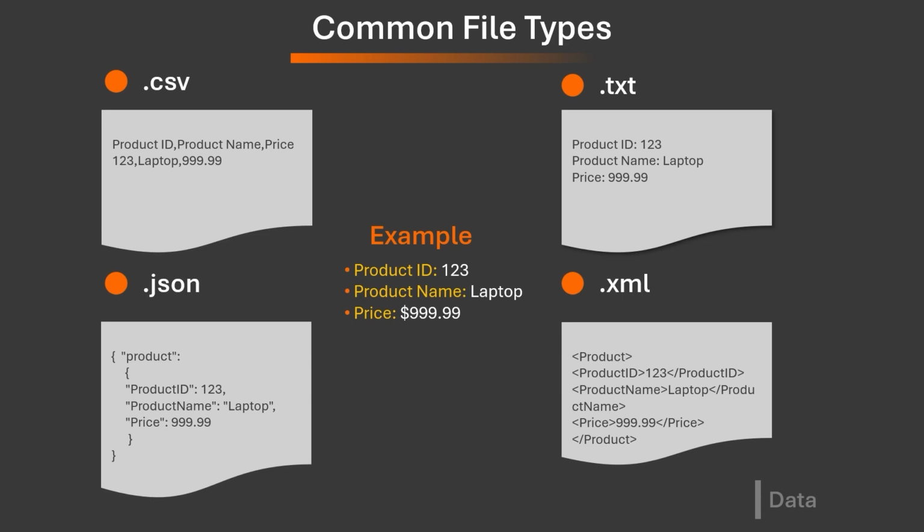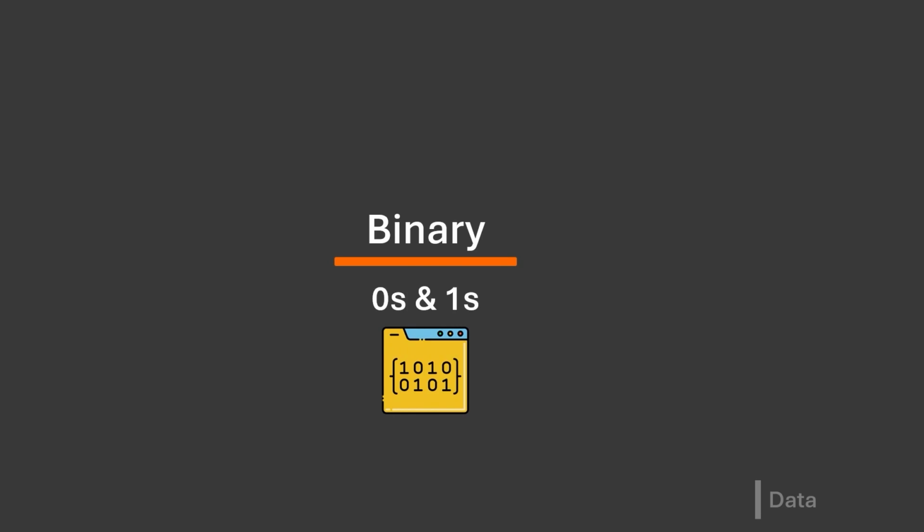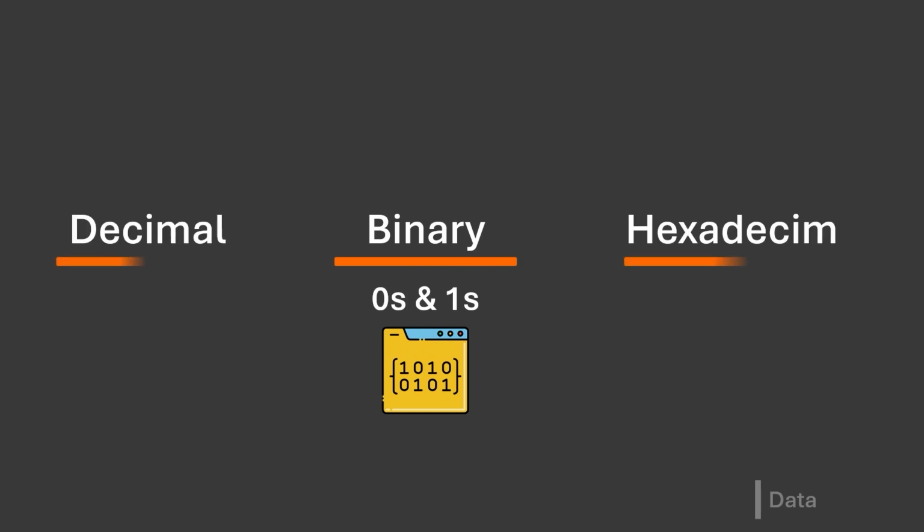Now, let's get a bit more technical and understand how computers actually process and store this information at the most fundamental level, which is binary data. Computers don't store or process information the way we do. Instead of words and numbers, they rely on binary, a system made up of just two digits, zeros and ones. Everything that a computer processes, from text to images to videos, is ultimately converted into binary. The other two numerical systems used in IT are decimal and hexadecimal. Each system serves a specific purpose and is used in different scenarios.